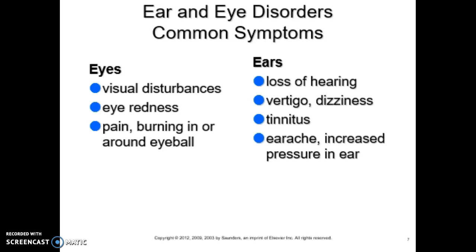So let's look at some of those. It would be visual disturbances in the eyes, eye redness, pain and burning in and around the eyeball. And if we're looking at the ears, some of those symptoms would be loss of hearing, vertigo or dizziness, tinnitus, so ringing, and earaches or increased pressure in the ear.